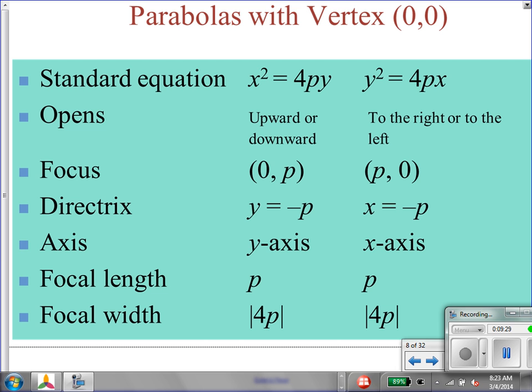And also the directrix will be a vertical line instead of a horizontal line, because a horizontal line would cut through the parabola. So it would be a vertical line at x equals negative p, and then the x-axis would be our axis of symmetry. Focal length and focal width would still be the same thing.